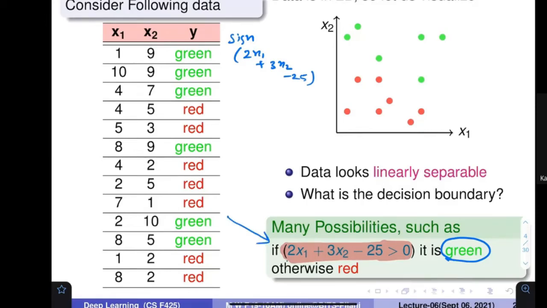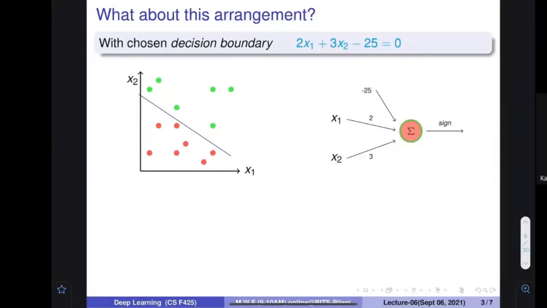Let us try to understand what this equation is. If I pick any particular point, for example 4 2, whether this equation is right: 2 multiplied by 4 plus 3 multiplied by 2 minus 25. What is the value? Can you tell me? 8 plus 6 minus 25, so it is negative. So it is correct. In fact, this formula is correct for all the data items. So this is the right formula for this particular problem.